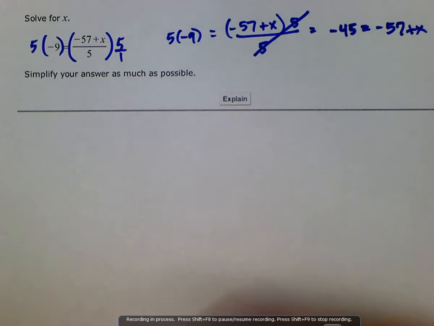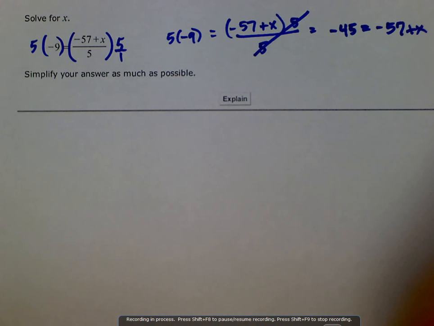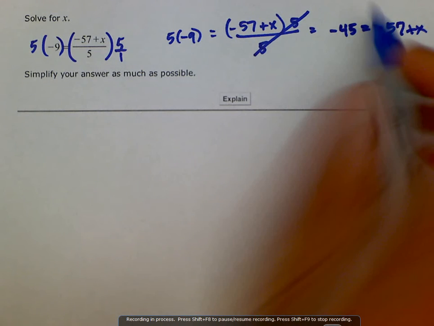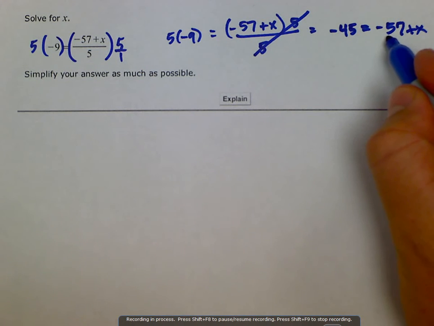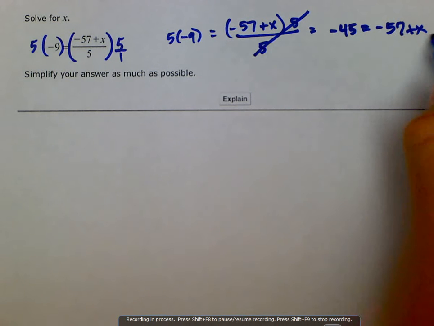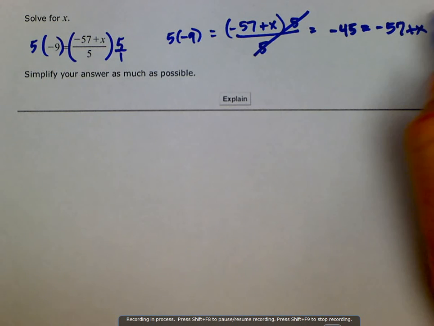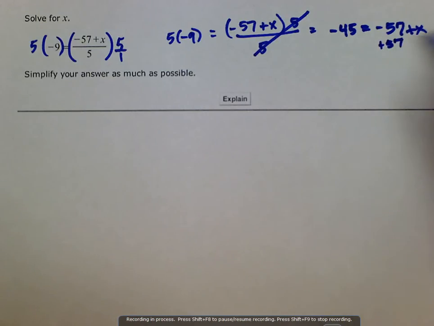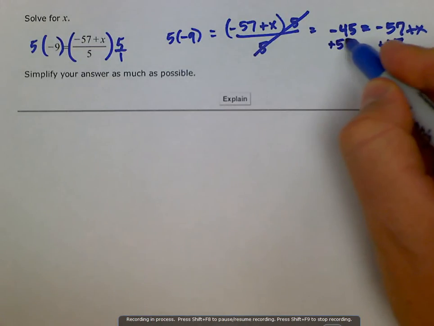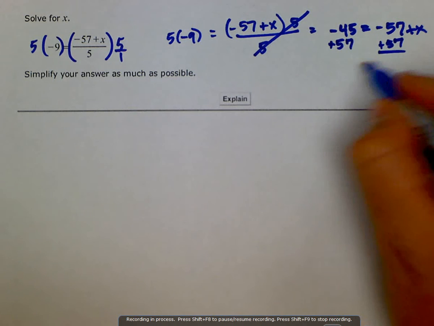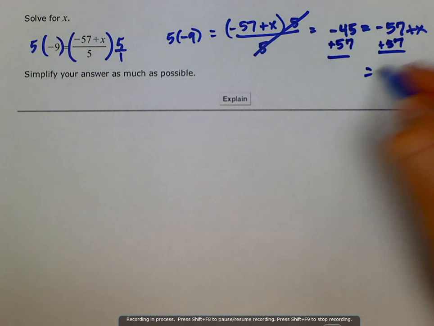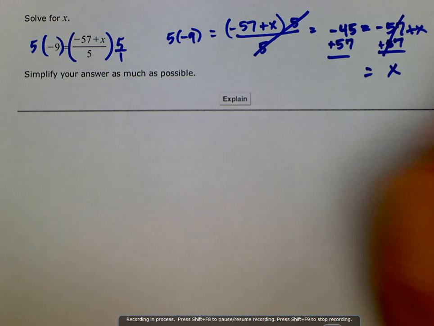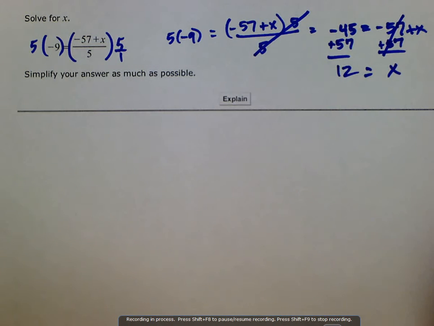So now we continue with our opposite operations. We see that this side is completely simplified. Over here we have an appendage to our variable. We have a negative 57. So if we have a negative 57, opposite operations would tell us to add 57. What we do to one side, we need to do to the other. So when we add 57 to both sides, these are going to cancel, leaving us with x on this side and a positive 12 over here. So x is equal to 12.